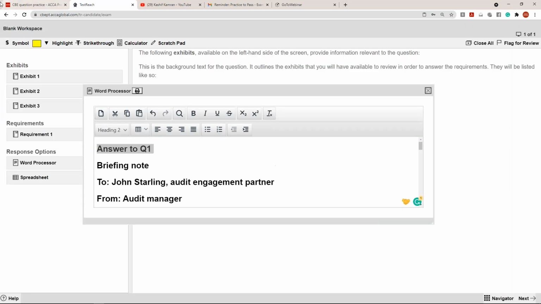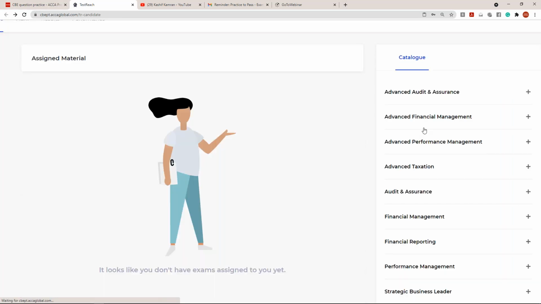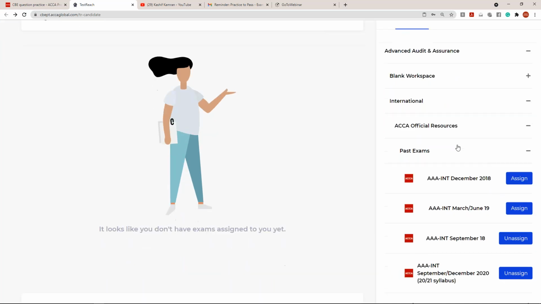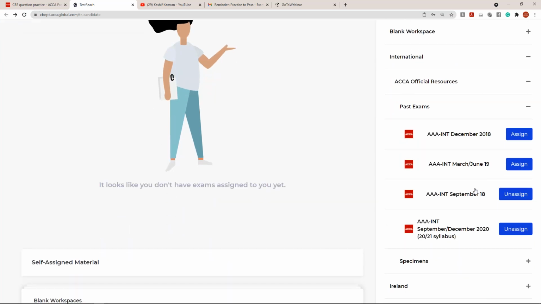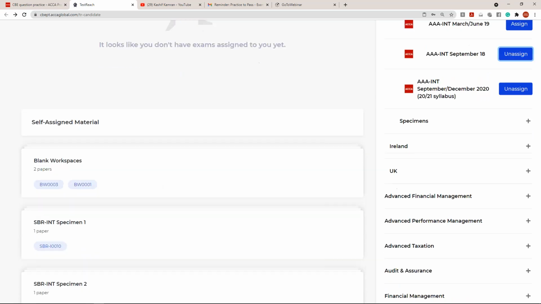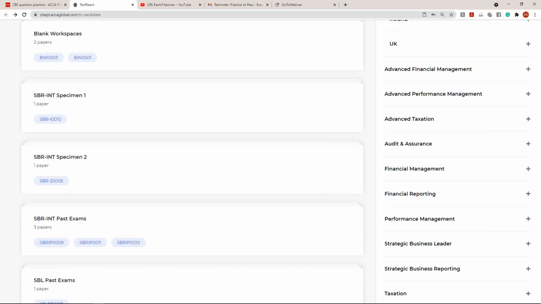Okay, now let's go back and show you the September 18 paper. You go to the advanced audit and assurance, you go to the international papers, you go to the ACCA official resources, you go to the past exam paper. Can you all see the September 18 paper here? I'm just assigning the September 18 paper. It will come on the left hand side of the screen, and I'll open it.